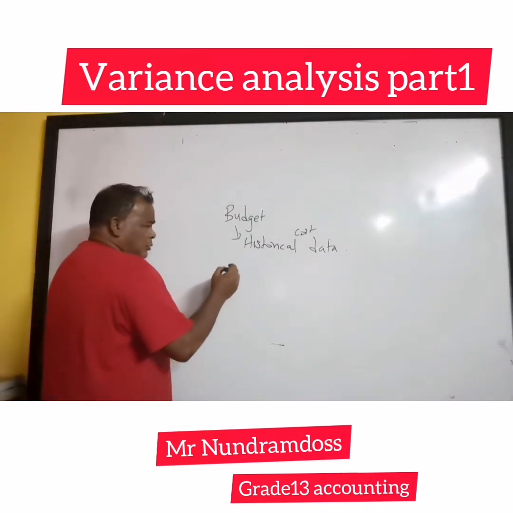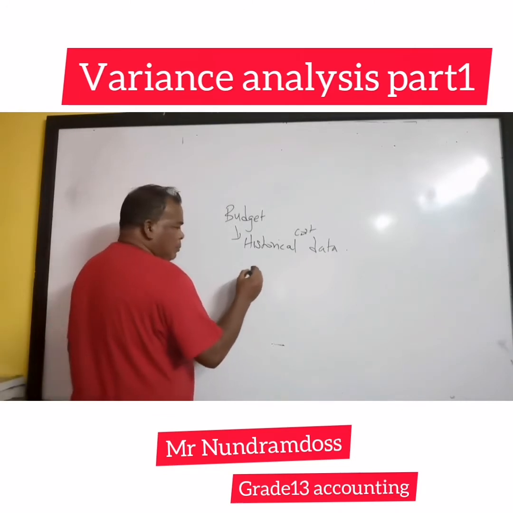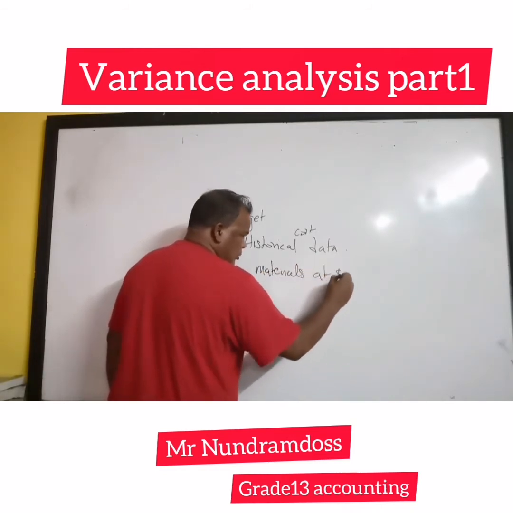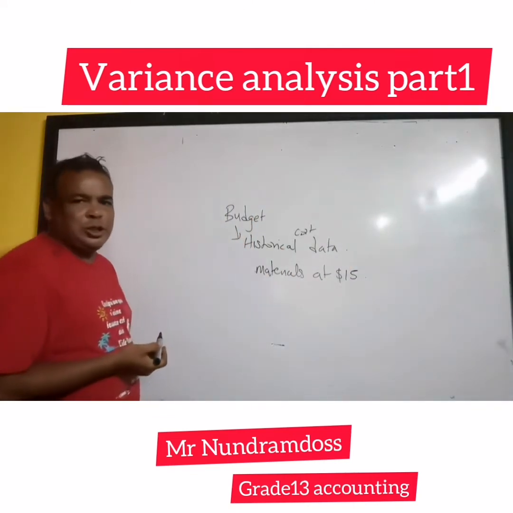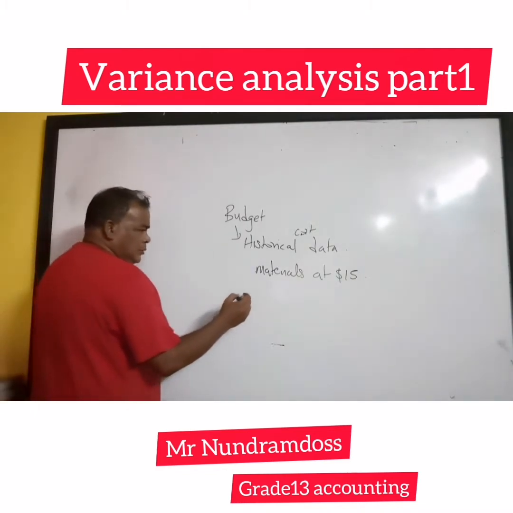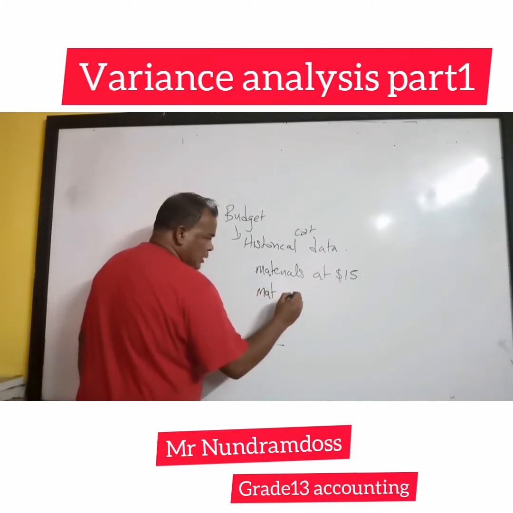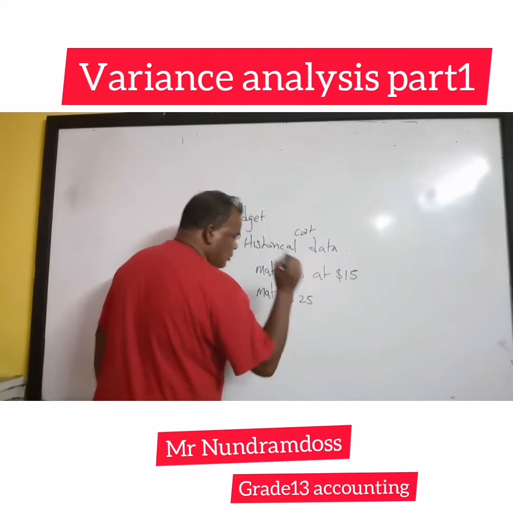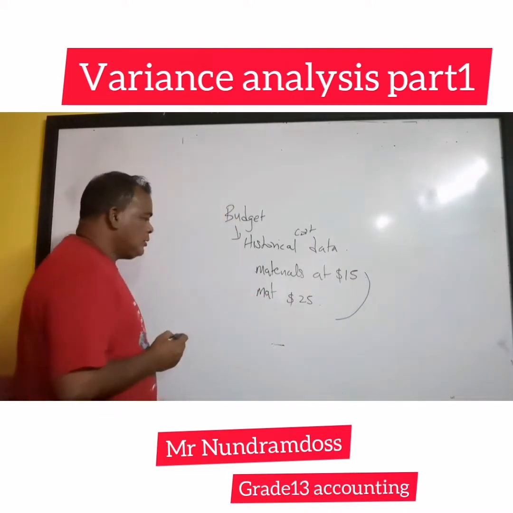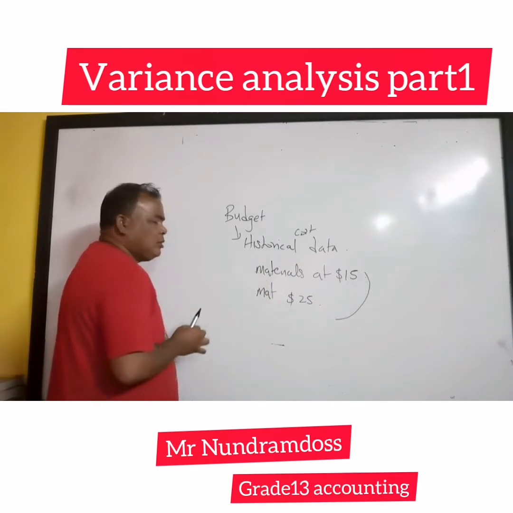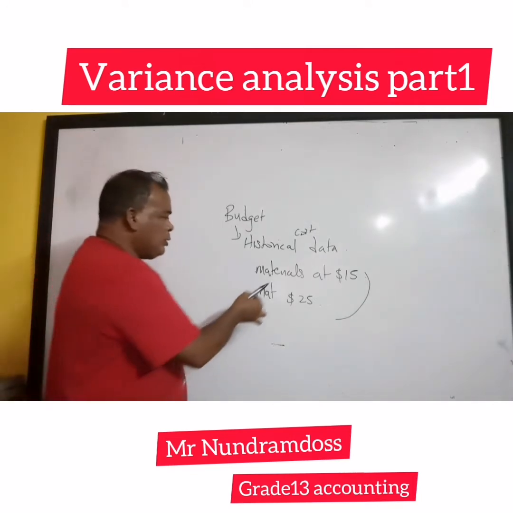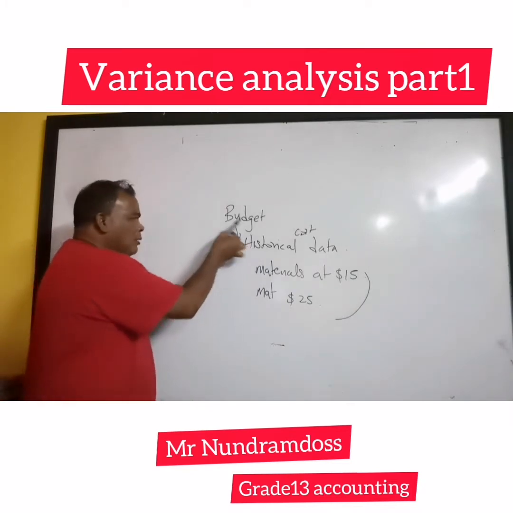Now, for example, management may ask the purchasing manager to buy materials at $15. This is a budget set by the company. Materials should be bought at $15. But the purchasing manager has bought materials at $25. So in this case, management will say that actual performance is not good, because material has been bought at $25. It should have been bought at $15. That is a budget prepared by the company.